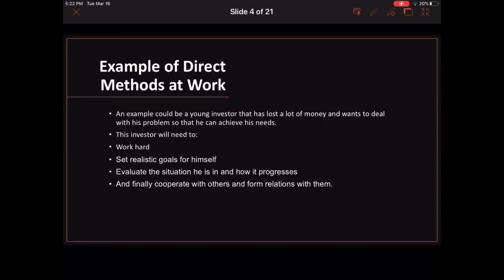Now I'll be talking about an example of direct methods at work and how someone can use them to achieve his needs or goals. In this example, I'll be talking about a young investor who has lost a lot of money and needs to deal with this problem as soon as possible and in the most efficient way to achieve his need for wealth. This investor needs to use direct methods, which are the four that we mentioned in the previous slide.